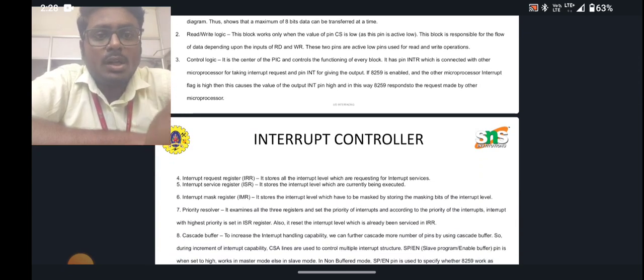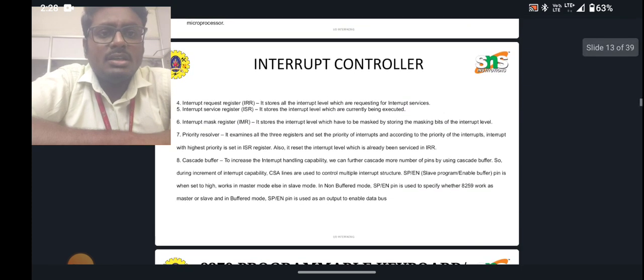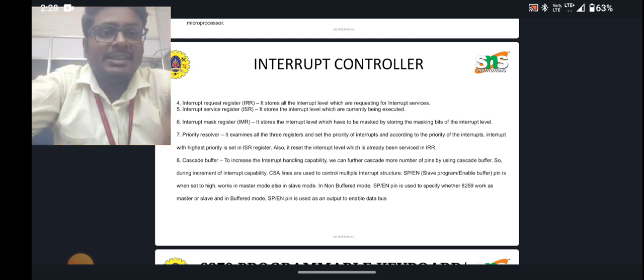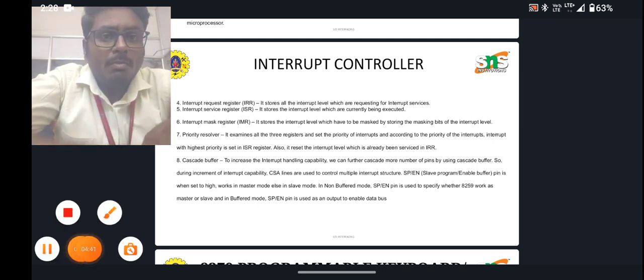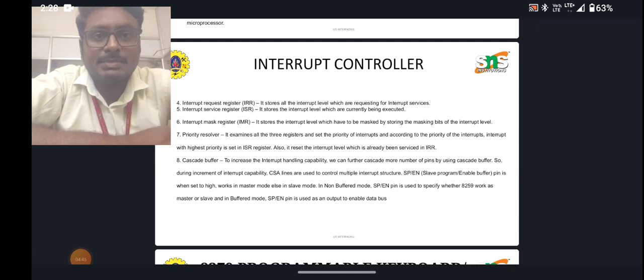Followed by the interrupt request register and interrupt service register. IRR stores all the input interrupt levels which are requesting interrupt service, whereas the interrupt service register stores the interrupt levels which are currently being executed. And IMR is nothing but the interrupt mask register. It stores the interrupt levels which have to be masked by storing the masking bits of the interrupt levels.